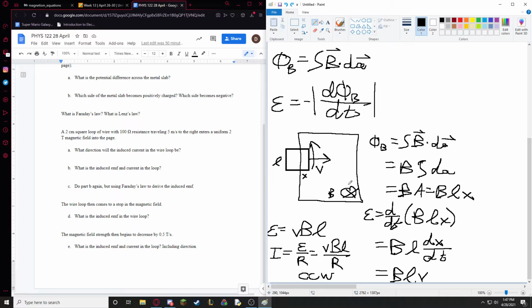Yeah, it's still kind of sketchy to me. So, okay, if an object is going into the field, because more of the object will be going into the field, the flux increases, correct? Exactly. Okay. And when the flux increases, there's going to be an induced current because of the induced EMF. Yes.